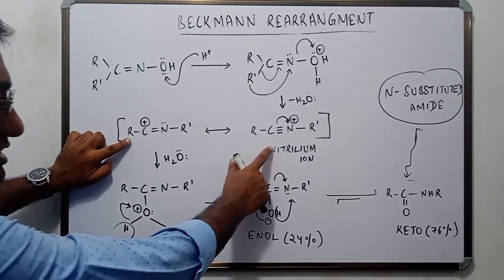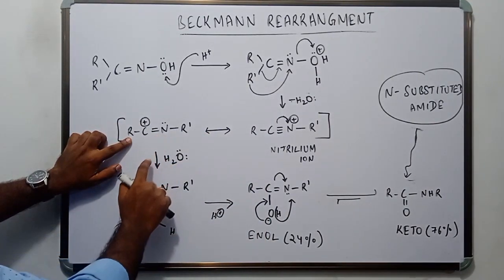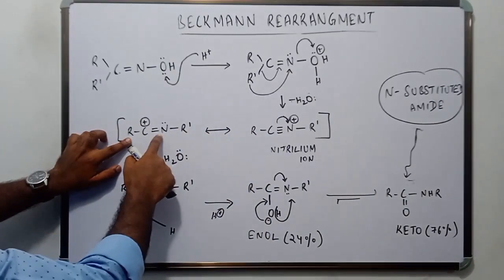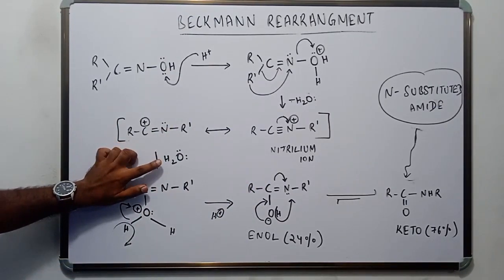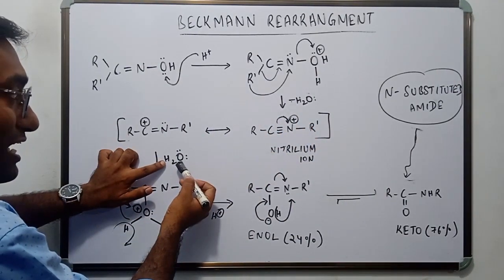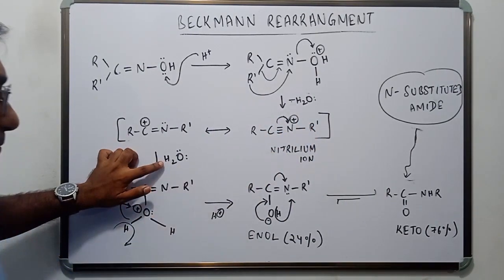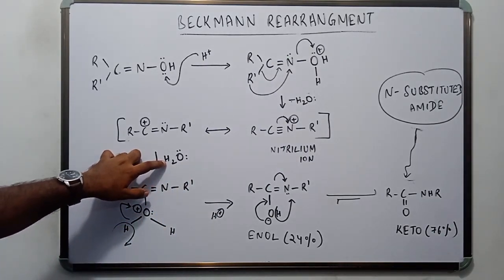Dear students, both these structures are now interconvertible. That means if a reagent consumes this, more of this will convert into it, and vice versa. Now you know the water, it was eliminated here. It again comes into play. Water is amphiprotic in nature. What is the meaning of amphiprotic?